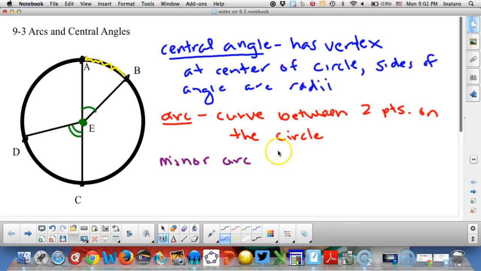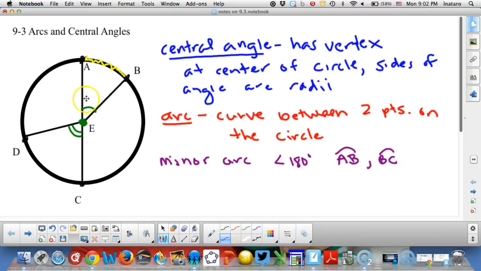A minor arc is an arc that is less than 180 degrees. So for example, AB would be a minor arc. Notice the arc symbol is an arc. BC would also be a minor arc.